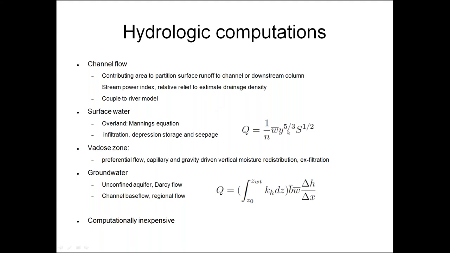And then for vadose zone processes, I haven't gone into that too far, but most of the Earth system models already have a method set up to distribute vertical soil moisture that we could use. Now, preferential flow should also be thought of and included in the future. Finally, the groundwater and the river model would be coupled to base flow in a regional model. The good thing about these two methods for surface runoff and groundwater is that they're computationally very cheap, and they could be computed at the same time step as the model.